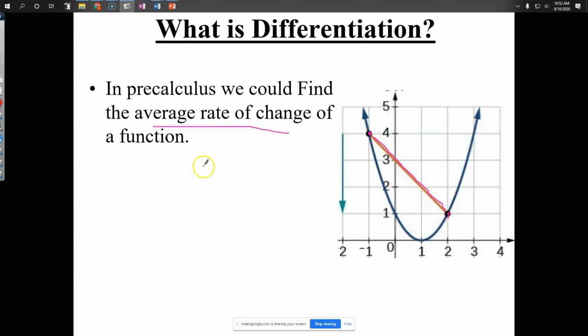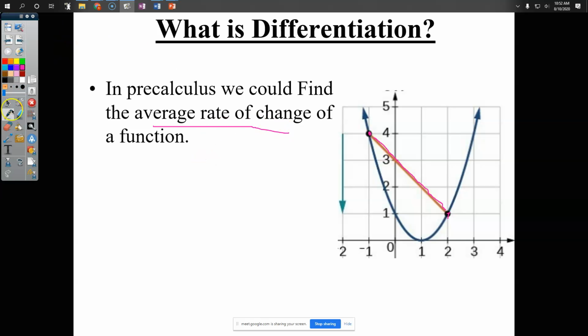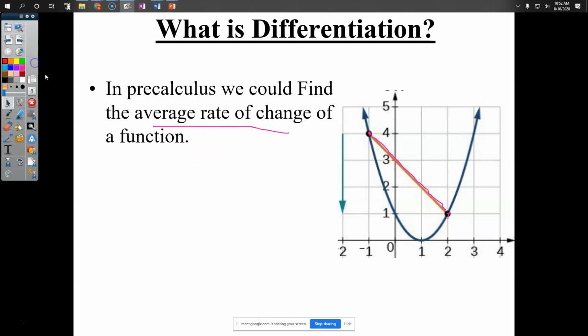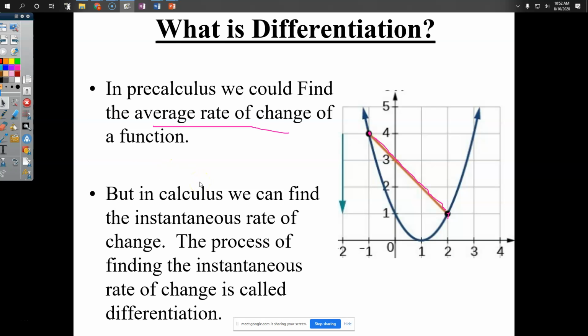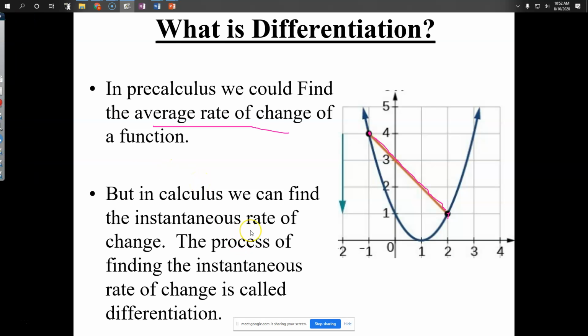Okay, but in calculus we go a little bit further than that. Instead of finding the average rate of change between 2 points, what we do is we find the instantaneous rate of change at a single point. So here's a picture of that. In this case, instead of finding a slope between 2 points and calling it an average rate, we find the slope at 1 point. And that tells us at that very instant what the slope of that function is. And that's what we call an instantaneous rate of change.